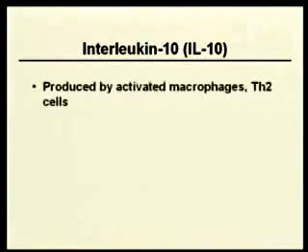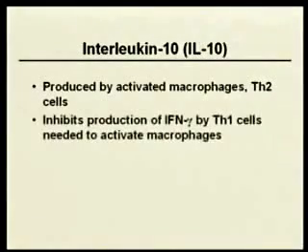And interleukin-10, again, not only is it important for the innate, it is also very important for the acquired. This is produced by activated macrophage and Th2 cells. This inhibits the production of interferon gamma by Th1 cells. And this interferon gamma is needed to activate the macrophage. So it's kind of a way to downregulate the Th1 response by downregulating the macrophage.